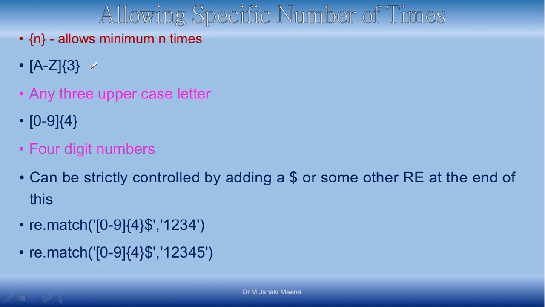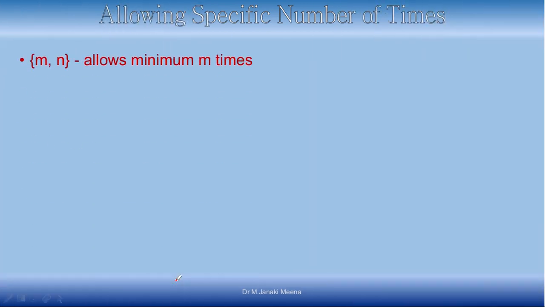So when you look at these two, I am putting a dollar here, so it will return a yes for this, that is, our object will be returned. When you look at this one, it will return none, because there should be only 4 digits, but the 5th digit comes. Since you have used a dollar, that is checked.